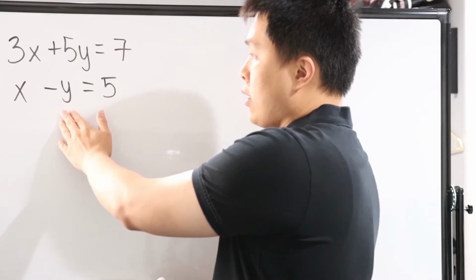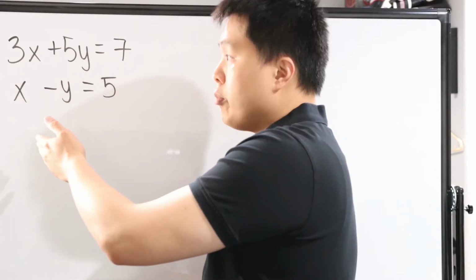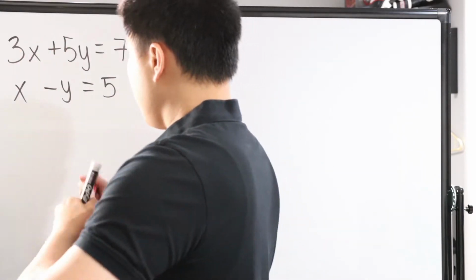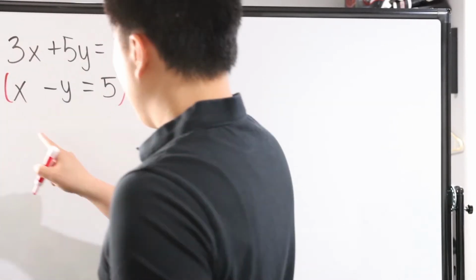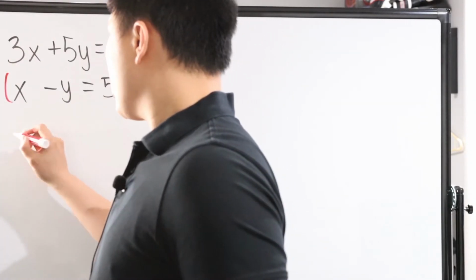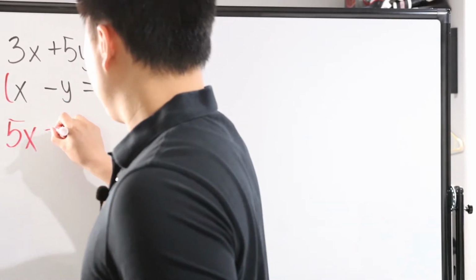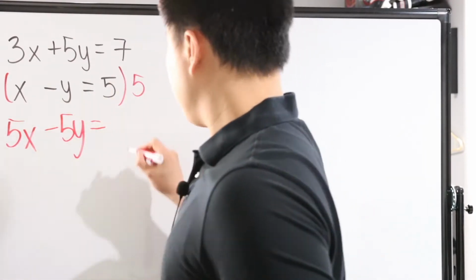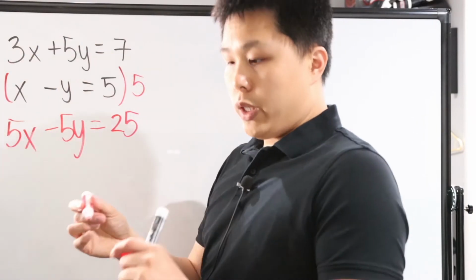Well, if I want this one to have 5, we have to make it for all of them, right? So we have to multiply all of them. What we're going to do is multiply everything by 5. So here we have 5 times this whole thing. What that means is that instead of x, now it's just going to be 5x. Instead of minus y, now it's going to be minus 5y equals, and then instead of 5, well, 5 times 5 is 25.